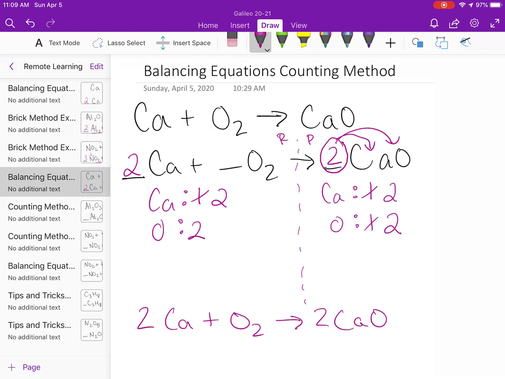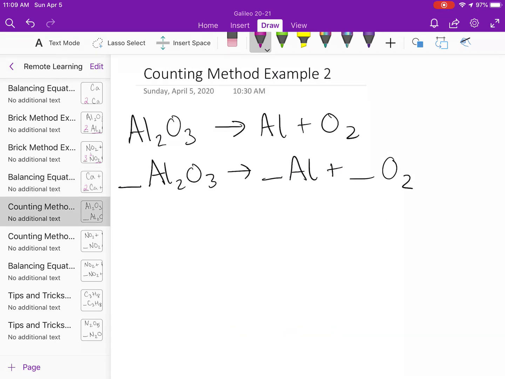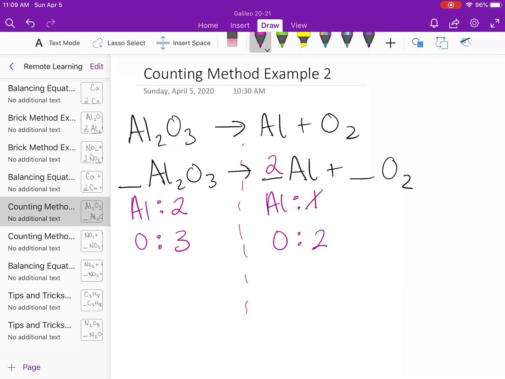Let's do another example. Okay, so I'm going to start. Remember, we're imagining we have a left and right side, and we're going to start by counting how many of each element we have on each side. So there's Al and O on the left, there's Al and O on the right. Okay, so there's 2 Als, 3 Os, 1 Al, 2 Os. Let's start with Al, aluminum. I'm going to have to put a 2 here to get that to balance. Perfect.